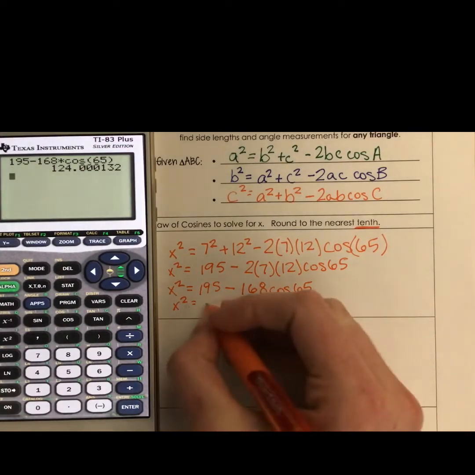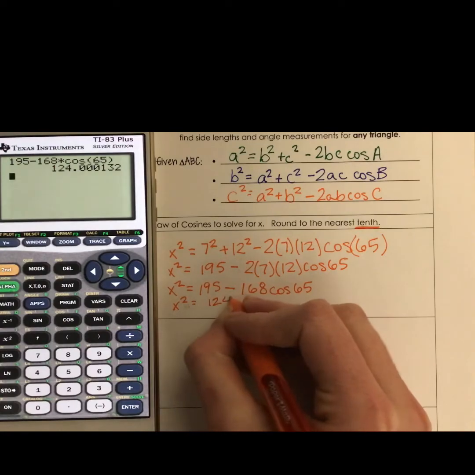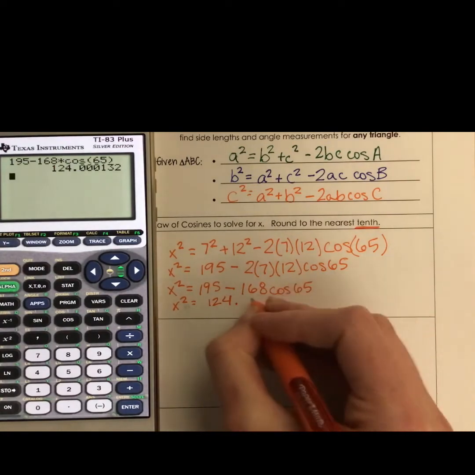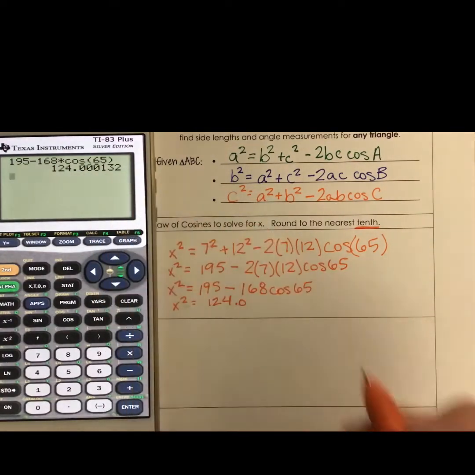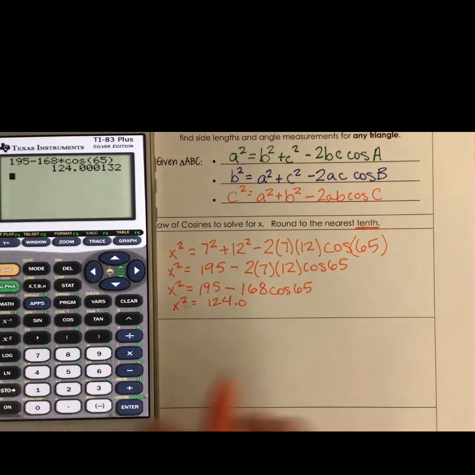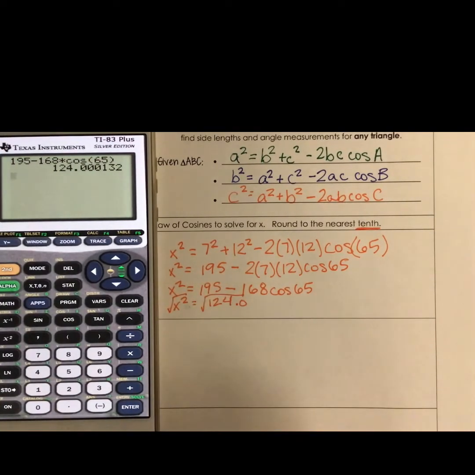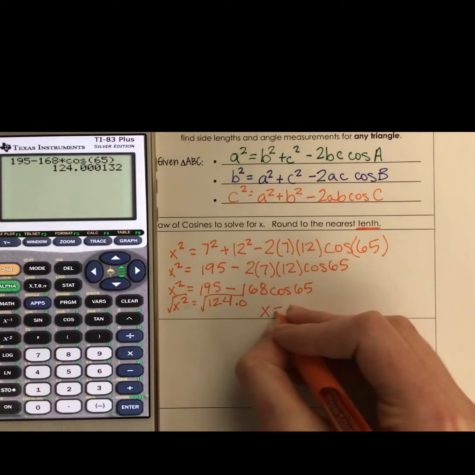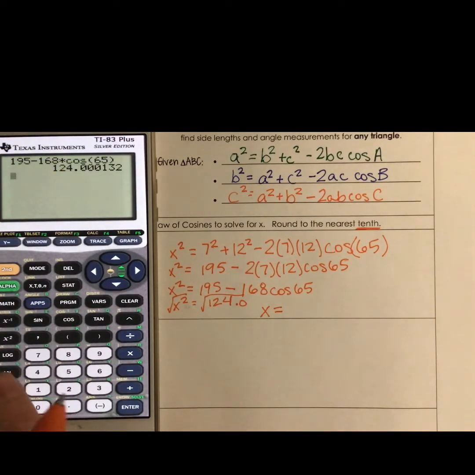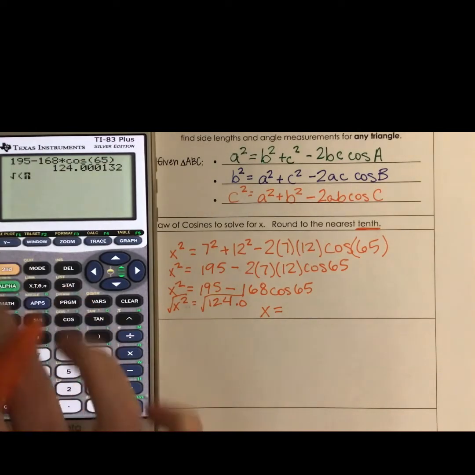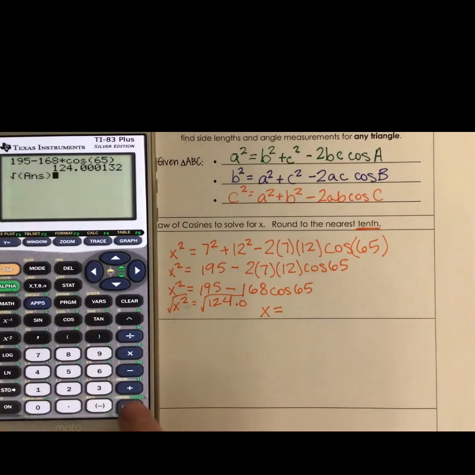And I get 124. Since we want to round to the nearest tenth, it doesn't really matter what this decimal is going to be. Now I can take the square root of this because I have x squared and I want just one x. So I'm going to take the square root of both sides. And so x equals, well, we can use that trick we learned last time of second square root, second answer.